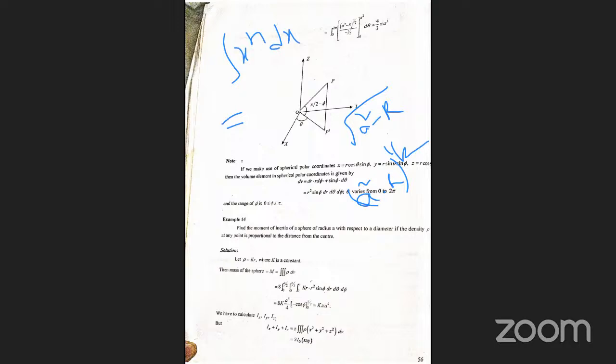X to the power of n plus 1 by n plus 1. So here, 1 by 2 plus 1 by 1 by 2 plus 1. So that becomes 3 by 2.